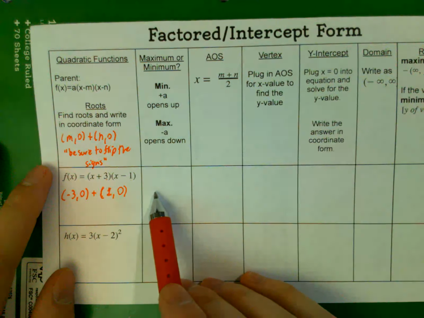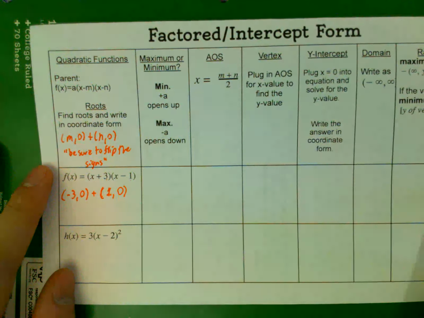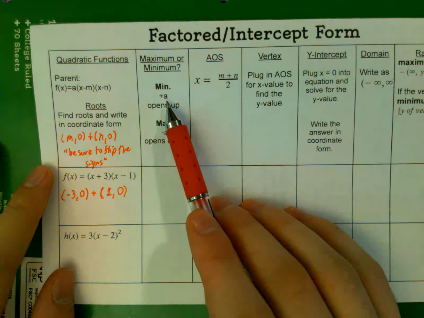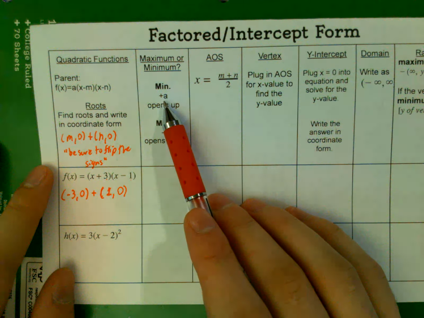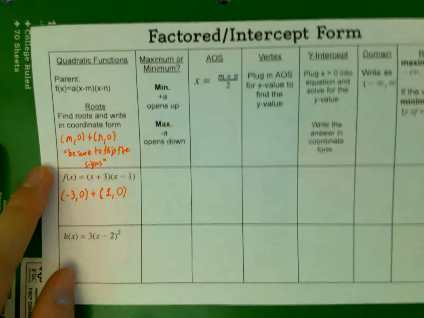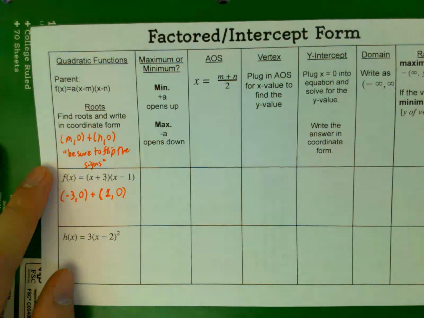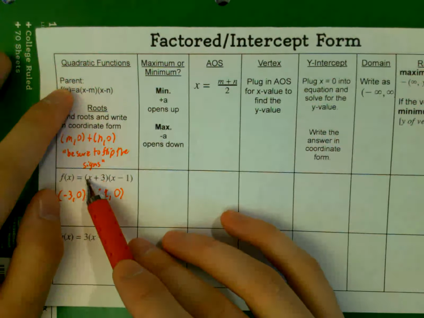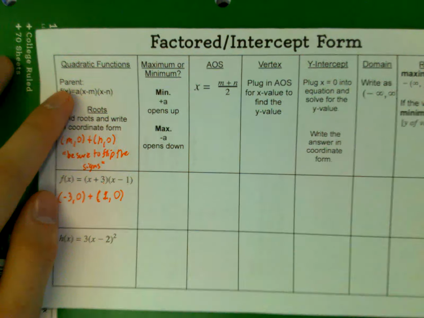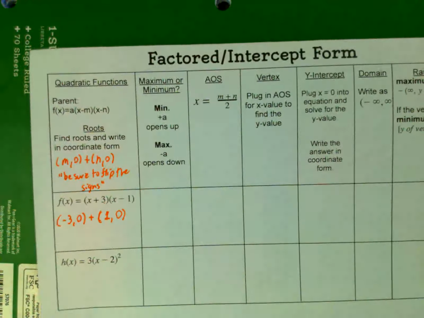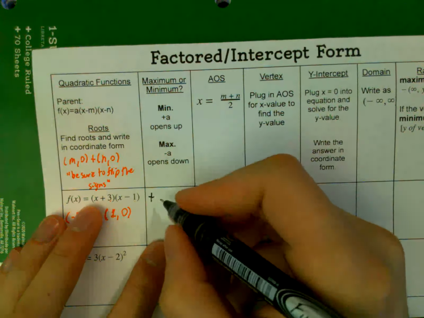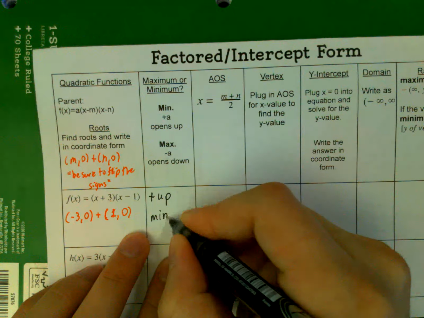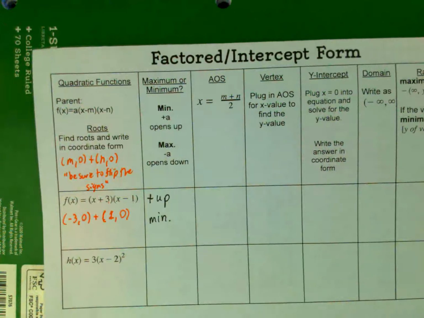Now, when we talk about max and minimum, we're going to go across the row this way. When we talk about max and min, we talk about whether a is positive. A is the leading term in front of the function, meaning whoever's at the front of it, and usually in front of an x squared. We'll see more complete versions. So a lives right here. There's no a here, but there is an implied positive 1. If it is positive, that means it's up. And if it's up, that means it's a minimum.